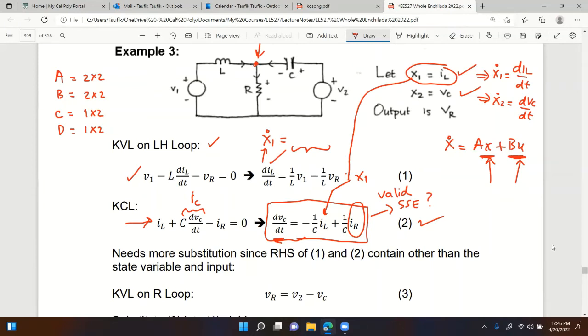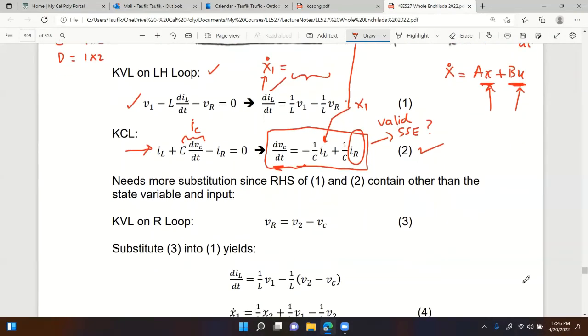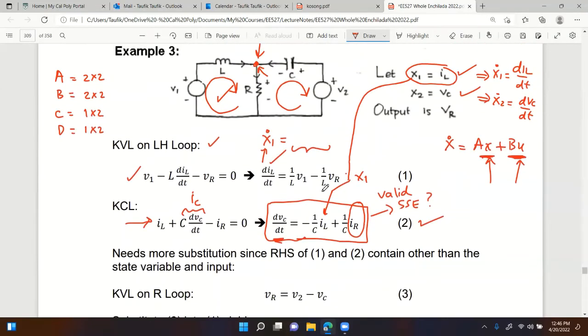Okay, so what can we do? Well, we used KVL around the left-hand loop. We did this loop. We did KCL. So maybe if I apply KVL around the other loop, maybe that would solve the problem, right? So let's see. On the right-hand loop, you have KVL equals VR. Let's see if that's true. There's a voltage rise, voltage drop, right? So VR plus VC equals V2, right?